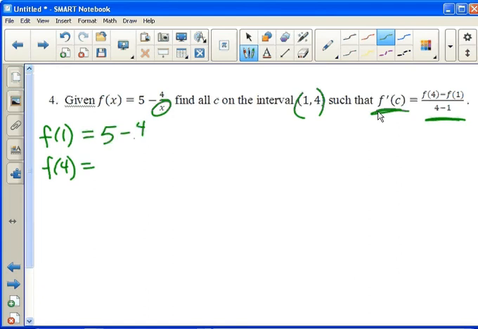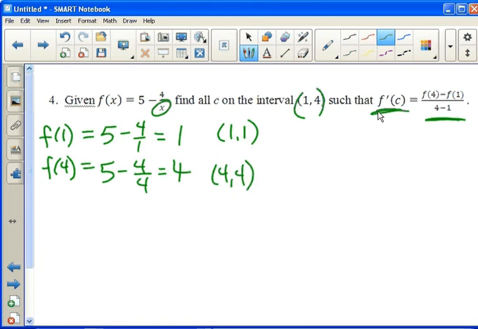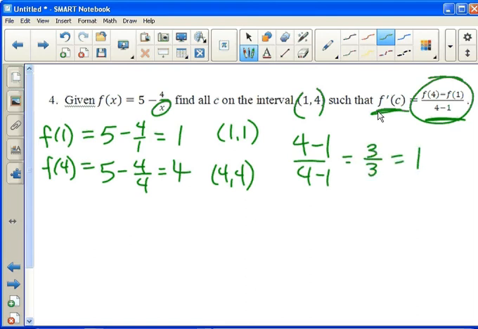This time we need them so that we can take the ordered pair, which here we have 1, 1, and here we have 4, 4, and use them to do the slope formula, because that's what this part of the equation is. 4 minus 1 over 4 minus 1 gives you 3 over 3, which is 1. Now we need to take the derivative and set it equal to 1.